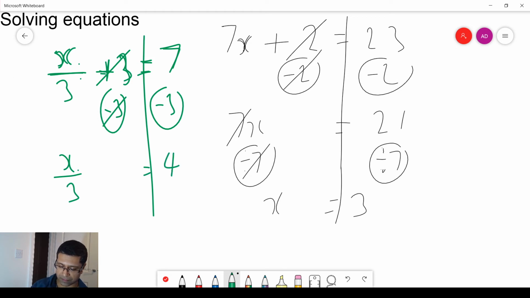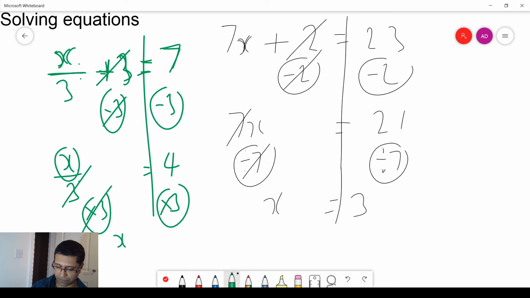Right, that's a division symbol. So to get rid of divide by 3, you times by 3. Do the same on the other side. They knock each other out. You're just left with x on its own. 4 times 3 is 12. And you can check by putting the 12 in here. 12 divided by 3 is 4. 4 add 3, does that give you 7? It does.